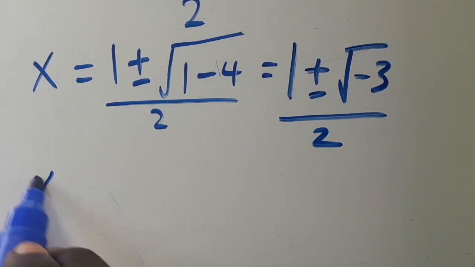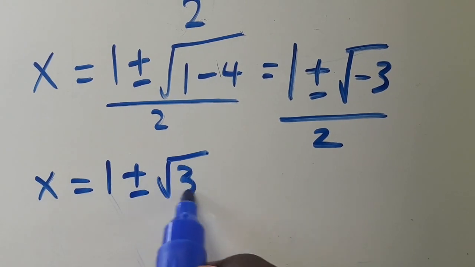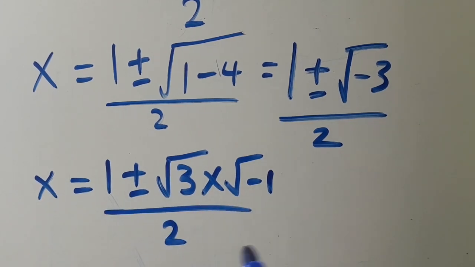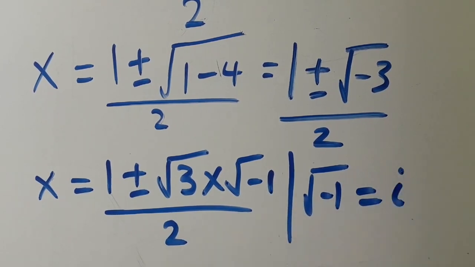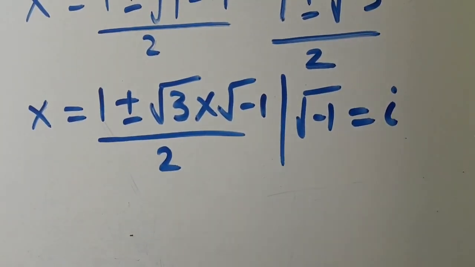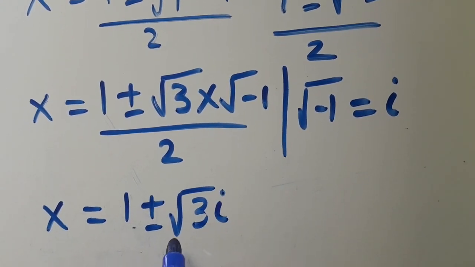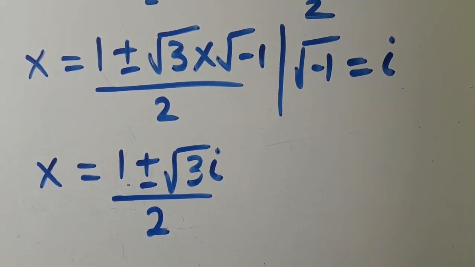Then we have x equals 1, positive or negative, 3 multiplied by root of minus 1, divided by 2. But root of minus 1 equals i in complex numbers. So we have x equals 1, positive or negative, root of 3i, then divided by 2.